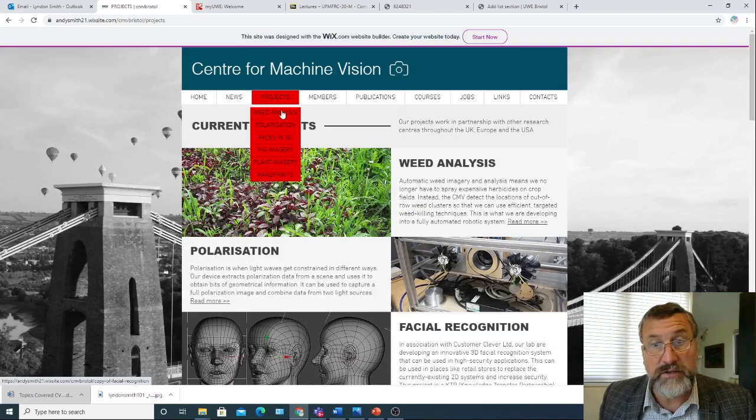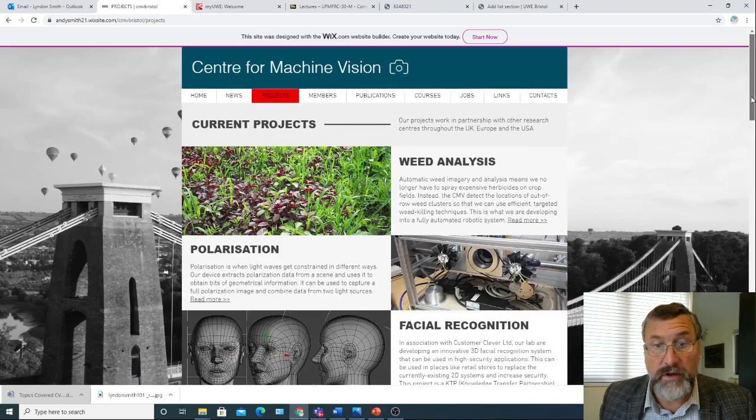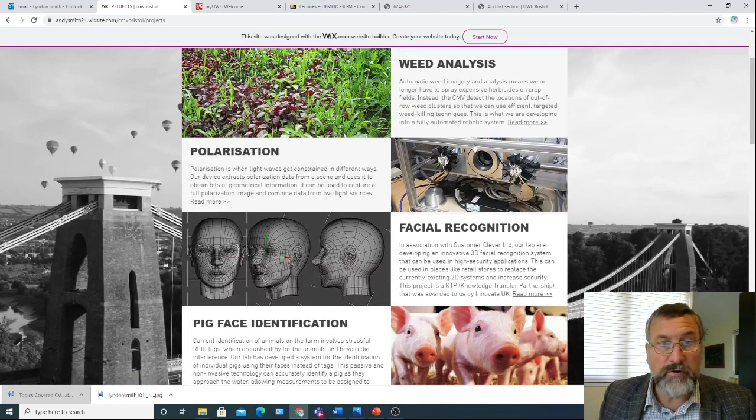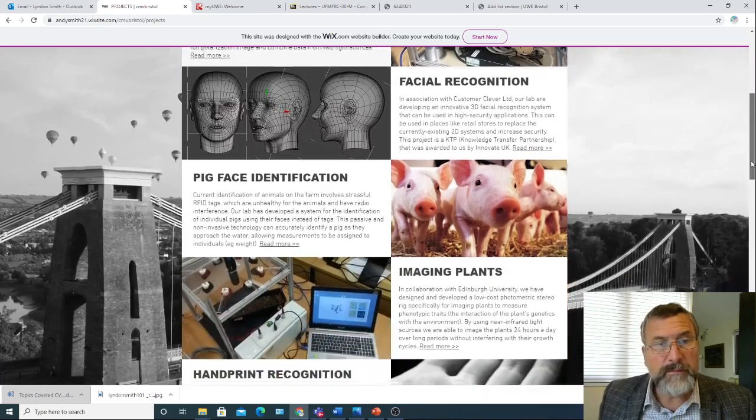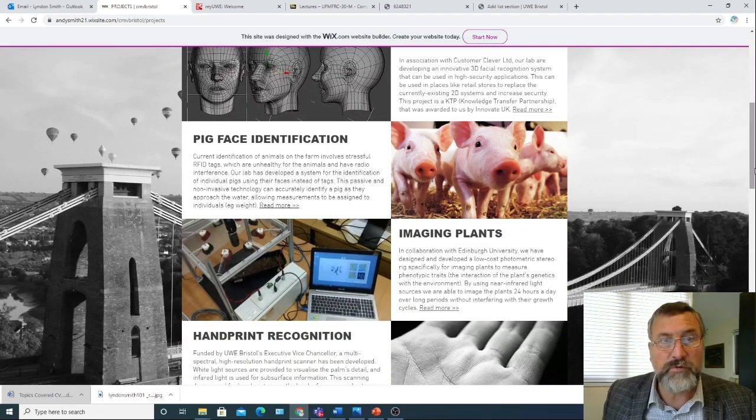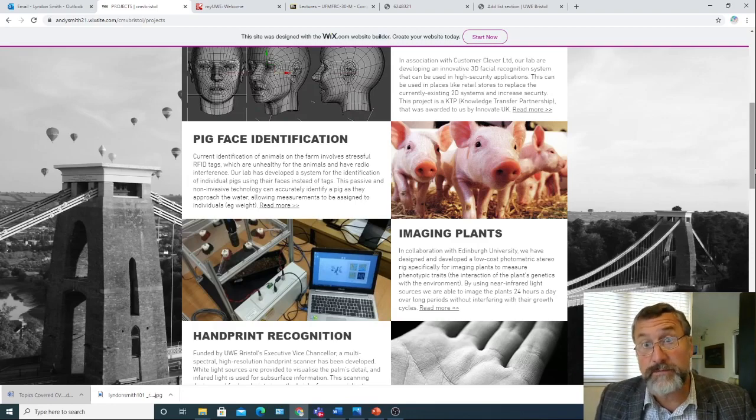So weed analysis I talked about a minute ago. Polarization project that Gary's working on. Face recognition, I was talking about that a little bit earlier. Pig face identification, we've got some good work going on with deep learning and CNNs in relation to identifying pigs, as well as actually determining their emotional state, if you can believe that.